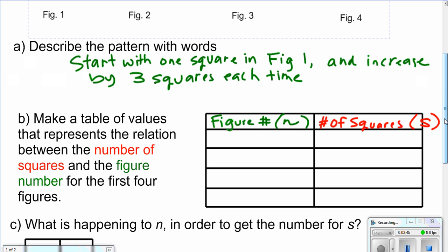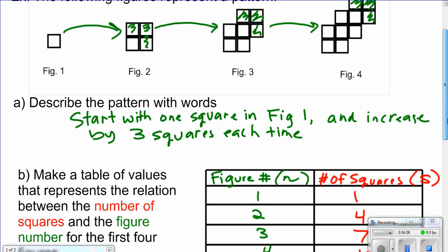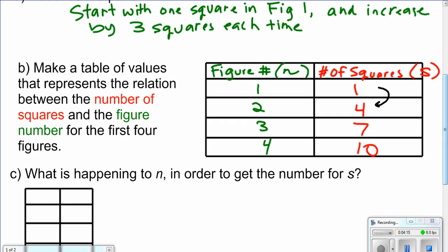And so we have figures, well, we had figure 1, figure 2, figure 3, figure 4. And figure 1 had 1 square, figure 2 had 4 squares, figure 3 had 7 squares, and figure 4 had 10. Okay, and so just to notice, we said that each time from 1 to 2, there were 3 squares being added. And if we look in the table, as we go from one row to the next, we're going up by 3 squares.